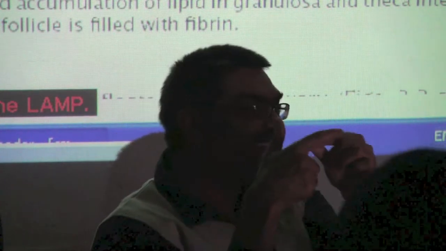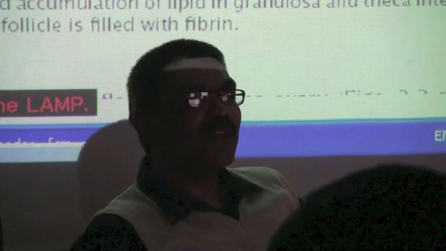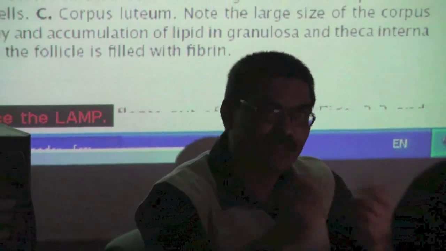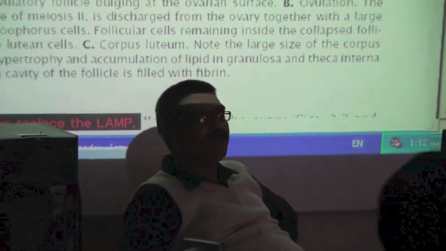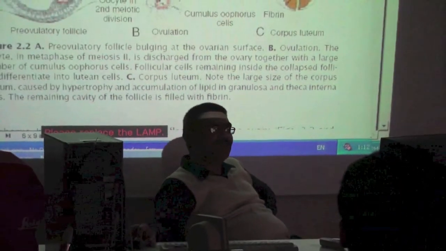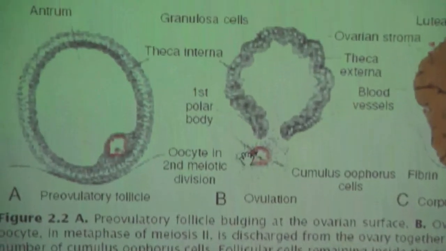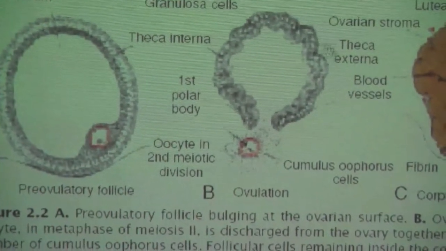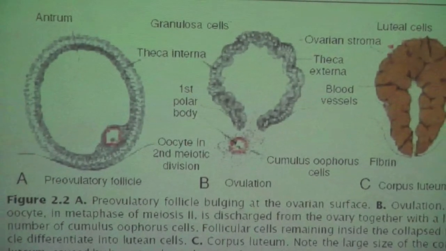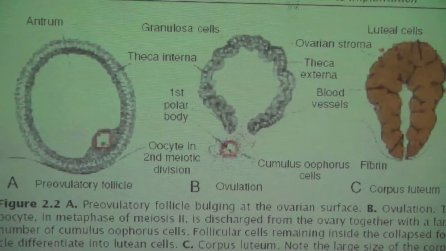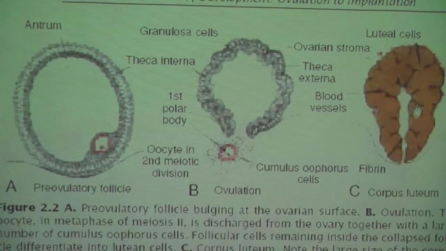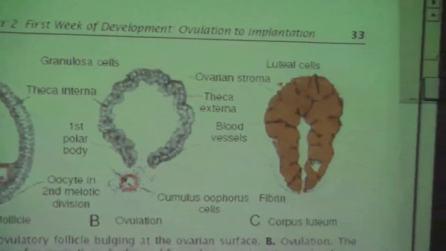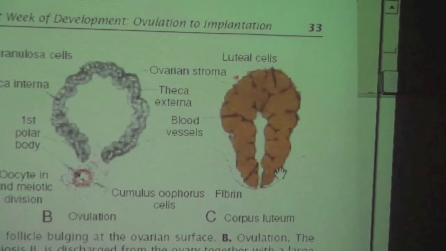So the ovary surface becomes weak. At this point, pressure is increasing. The surface becomes weak, so the ovum comes out. Now the ovum comes out with the cells of the cumulus oophorus, and these cells are now called corona radiata cells. And this part of the follicle, which is inside the ovary, under the influence of LH, these cells become lutein cells, or luteal cells, and this whole structure is now called corpus luteum.